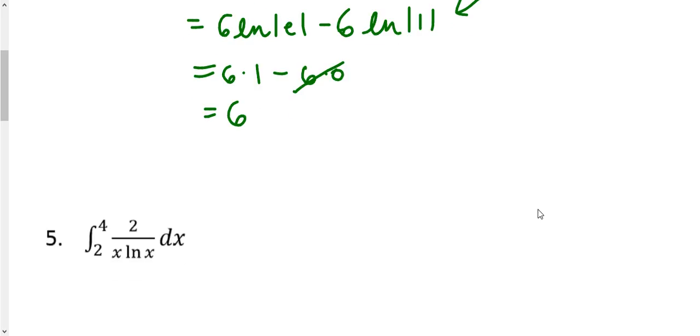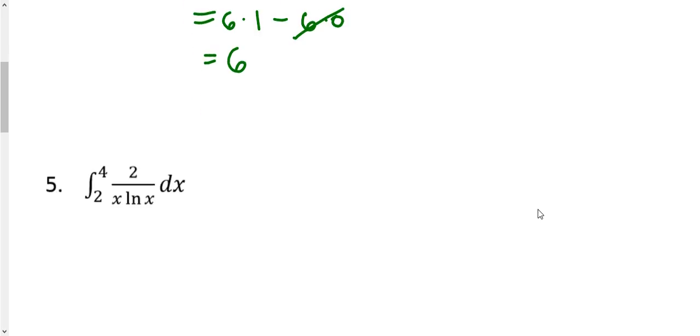For number 5, looking at this problem, we have a couple different options here that you could think of. Maybe you could do u is equal to x. Maybe you could do u is equal to x times the ln of x. Maybe you could do u equals the ln of x. But only one of those is going to work. You can do the other ones, but it's just not going to cancel out what you need it to cancel out.